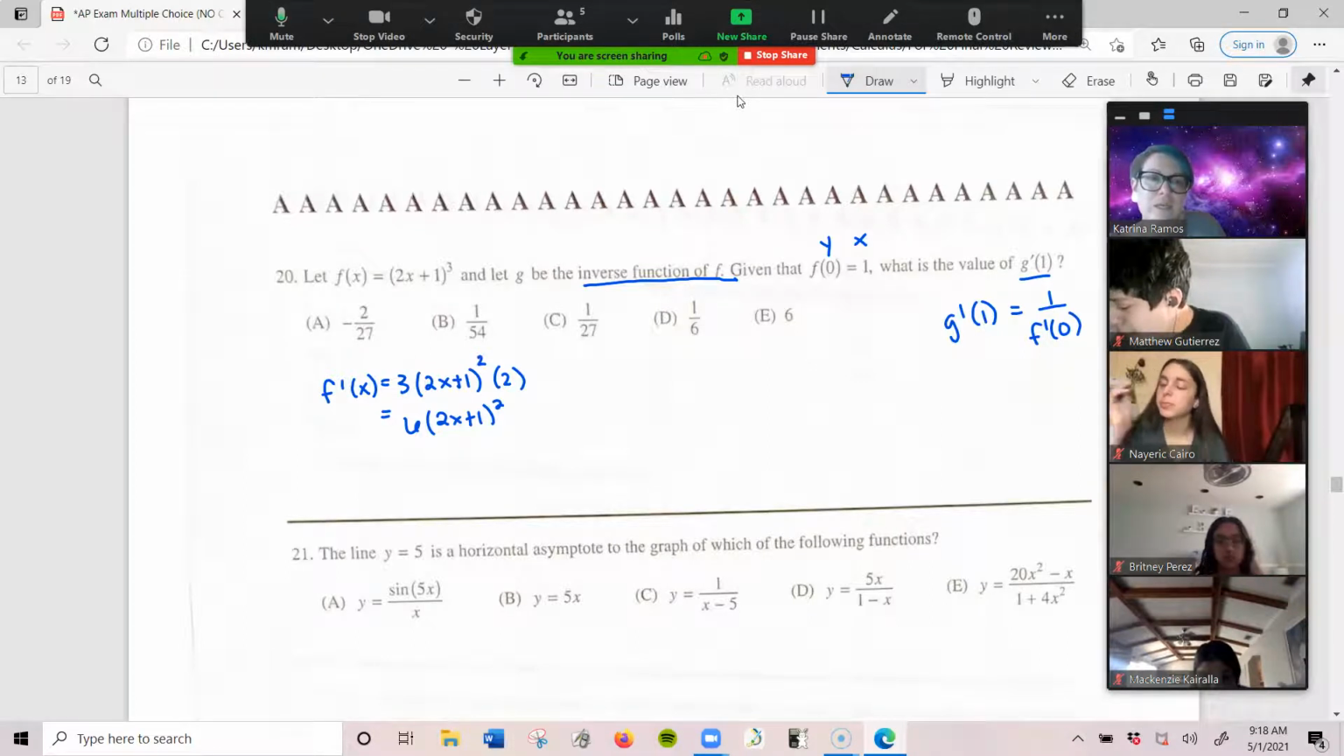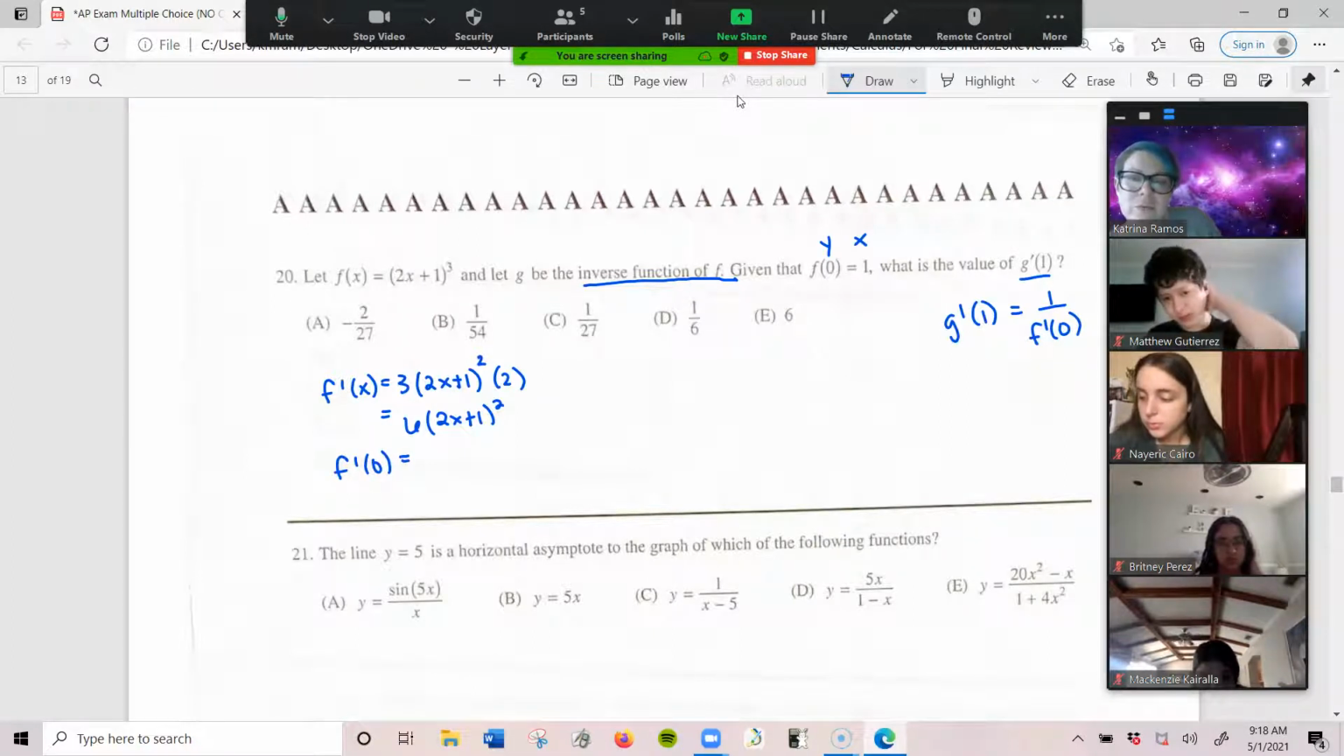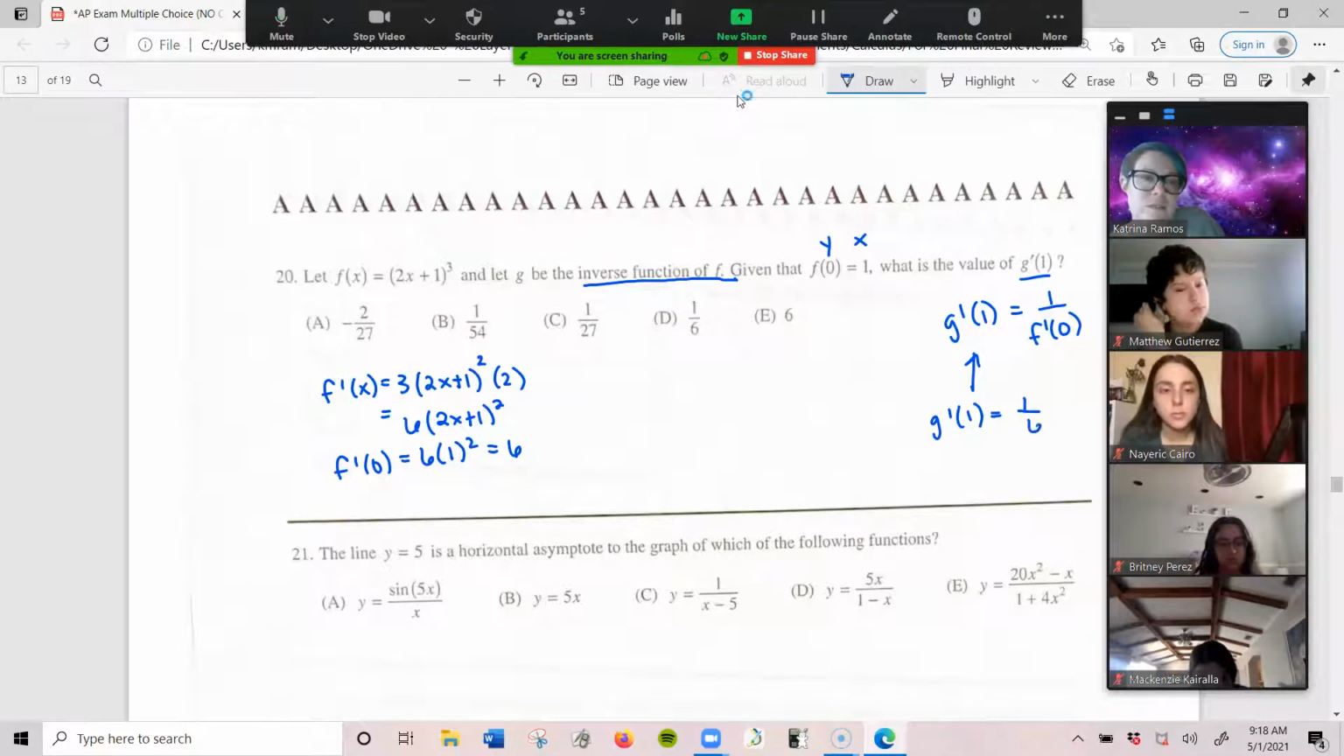So now what we need is f prime of 0. So when we plug in the 0, we get 6 times (0 plus 1), which is 1 squared, which is just 6. So for g prime of 1, that's going to be 1 over 6. So D.